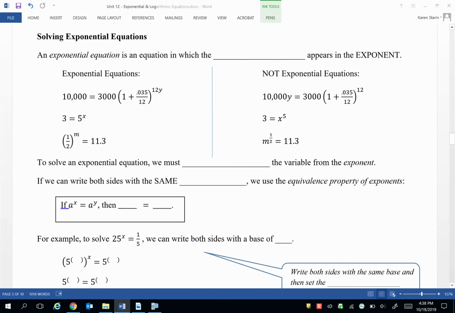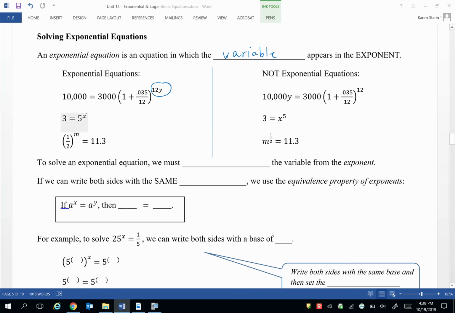Solving exponential equations. An exponential equation is an equation in which the variable appears in the exponent somewhere. So here's examples of exponential equations. 10,000 equals 3,000 times the quantity 1 plus 0.035 divided by 12, all raised to the 12y power. The y's up there in the exponents.